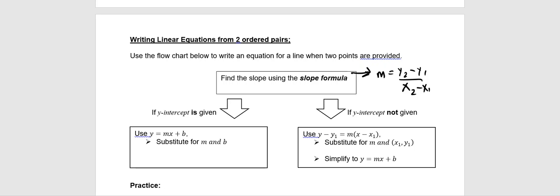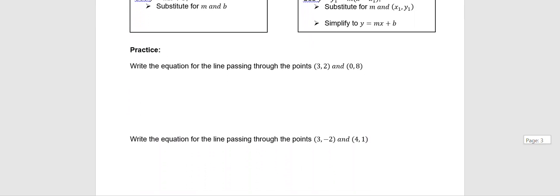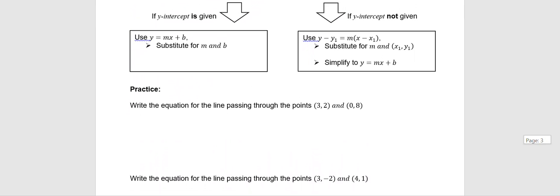But before I even start that, what I'd like to do is quickly size up what information might be given to me in my ordered pairs. If one of my ordered pairs is recognizable as a y-intercept, then I'm going to go directly into using y equals mx plus b. I'm going to consider that option A. And if neither of my ordered pairs is the y-intercept, I'm going to go to option B, in which I'm going to use point slope form as the way of getting to my final equation in slope-intercept form.